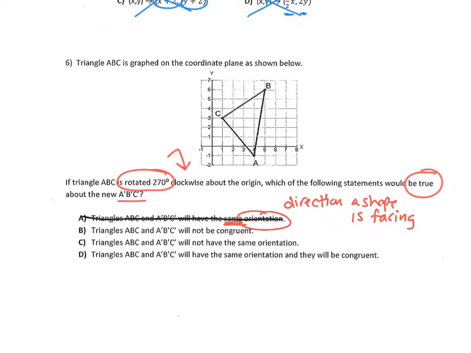B says triangle ABC and A prime, B prime, C prime will not be congruent. So congruent means same size and shape. If all we're doing is turning that shape, should it still be the same size and the same shape? So it will be congruent. So that one's out.